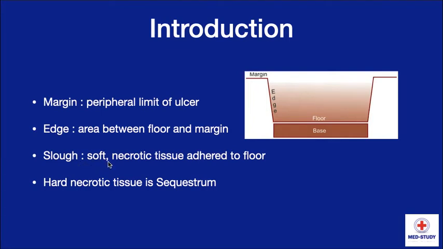Slough is a soft necrotic tissue adhered to the floor, and when the slough is hard necrotic tissue it is known as sequestrum. This image denotes base on which the ulcer rests, floor the visible part of ulcer, margin the peripheral limit of ulcer, and edge the area between margin and floor of the ulcer.